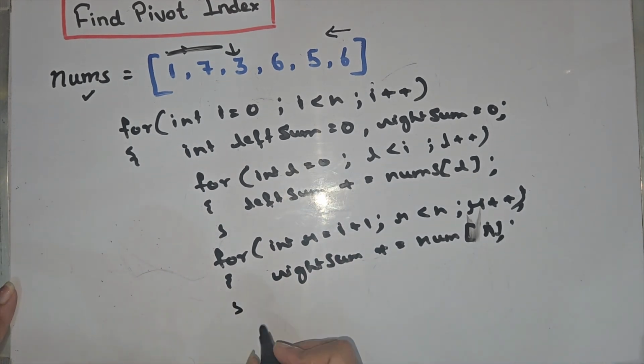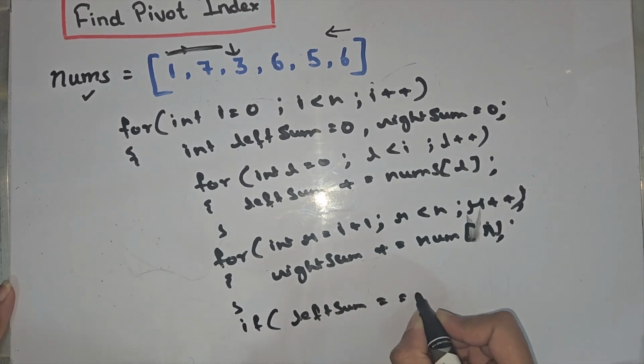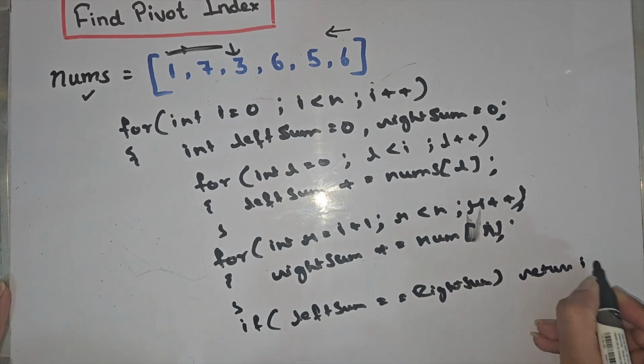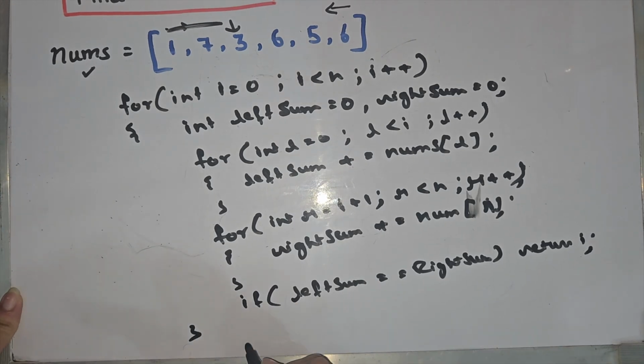Now we need to check if left sum is equal to right sum. In that case, we will return i. Now this loop is completed, and at last if we have no answer, then we will return minus 1. So this is the naive solution.